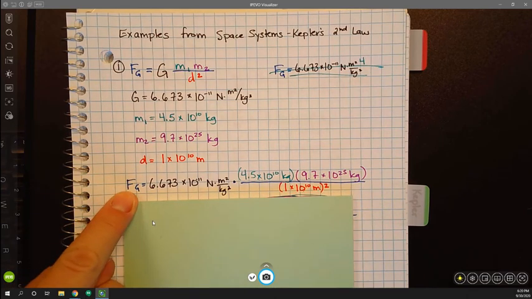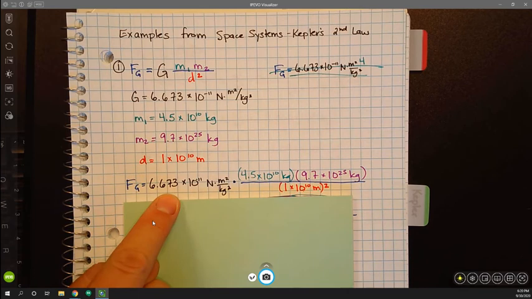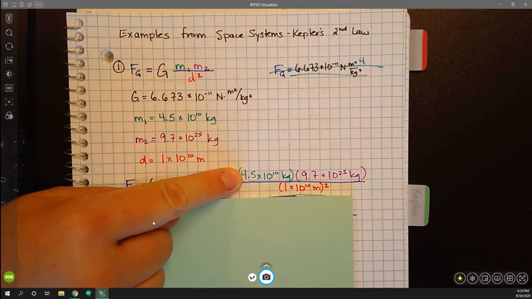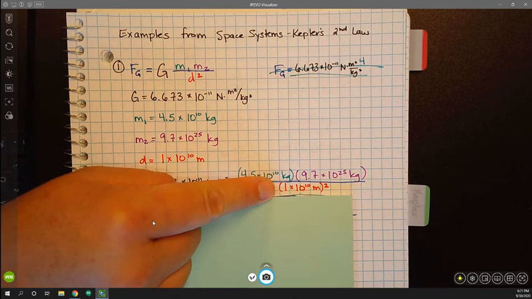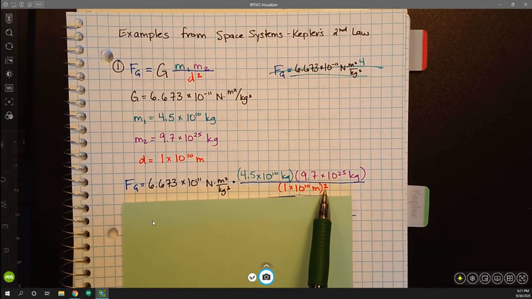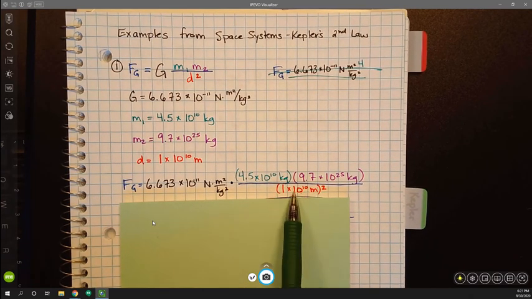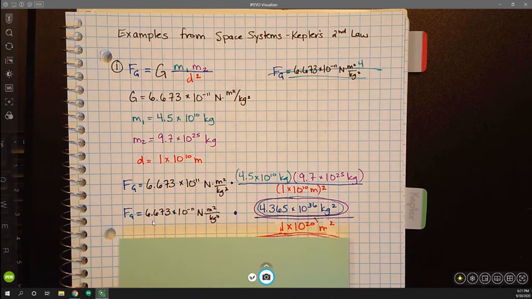So we're going to substitute in. So we've got force of gravity equals our G, which is 6.673 times 10 to the negative 11th newtons times meters squared per kilogram squared, times our first mass, times our second mass, divided by our distance, and that distance is squared. So make sure that you remember that you square the entire distance, and that is the entire distance, including your units here, which is a meter. Okay? So the first thing I'm going to do is multiply these two values together. That will give me 4.365 times 10 to the 36th kilograms squared.